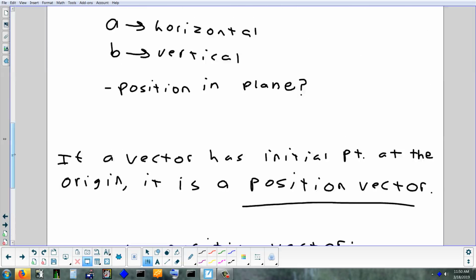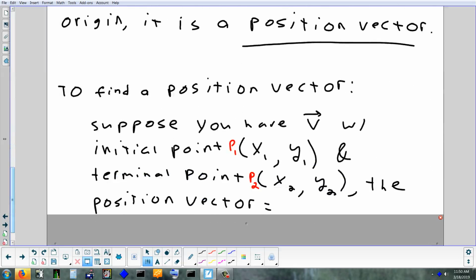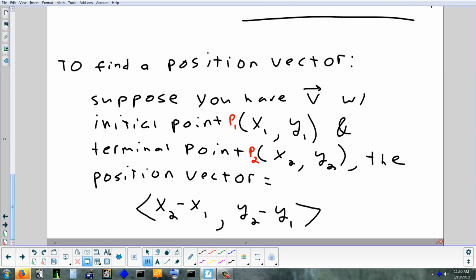All right, so to find a position vector, you'll be given an initial point and a terminal point. If they don't specify which one is which, and they just give you labels, always assume P1 is initial, and the one that comes after it, P2, is terminal. So that's the order they'll always give it to you in. Initial, then terminal. And as Natalie said, that's exactly what you do. You just subtract them.